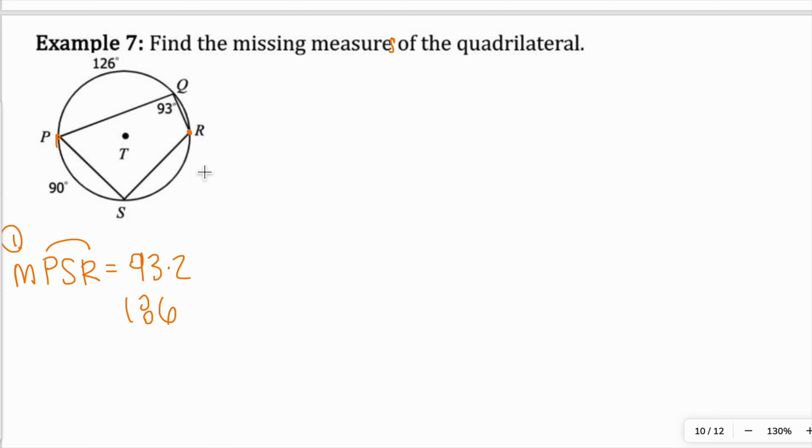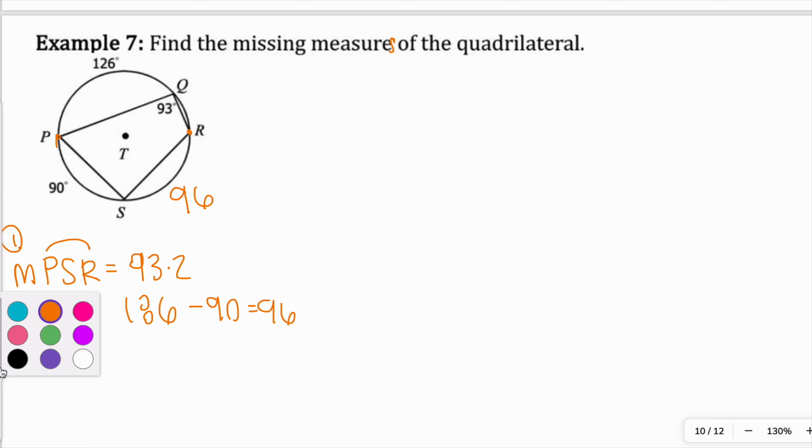So I'm trying to figure out the remaining part of S to R. If this is 90, that means S to R should be 96. Okay, so I'm figuring out all the missing pieces first. And then I have this one little missing piece of QR.